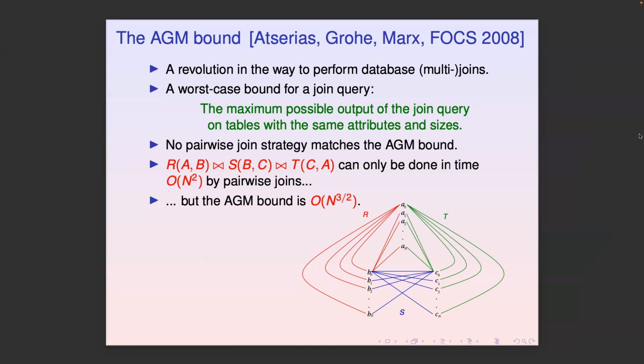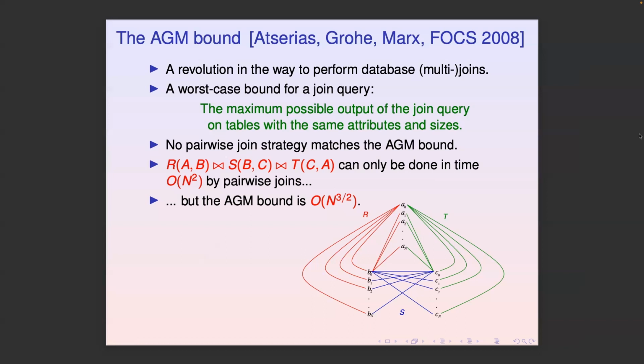If you manage to run your join query in time that is of the order of the AGM bound, then you are said to be worst case optimal. There is some database where you have to do that amount of work because that's the size of your output. It's not necessarily instance optimal. Maybe your database is way easier and you could do better, but there are similar tables where you have to pay this size, AGM at least. So if you always take that time, you're worst case optimal.